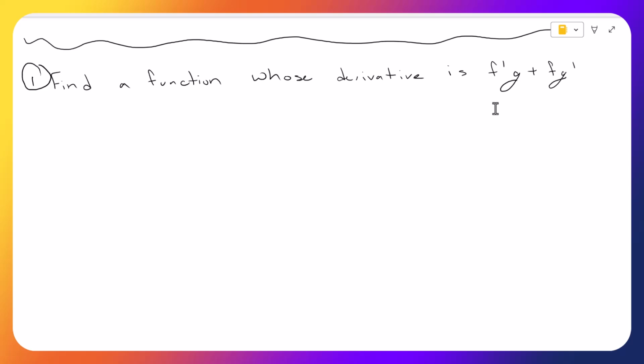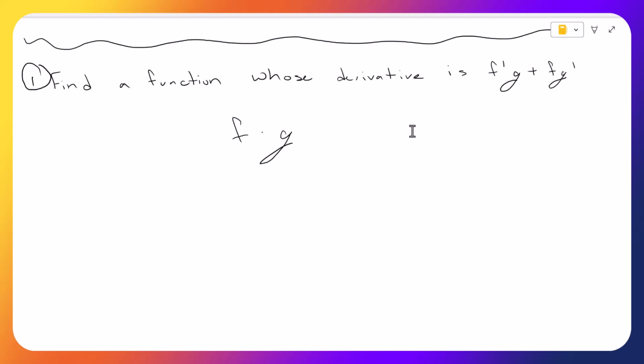Okay, and our function would actually just be f times g. F times g would give us this one right here. So that's the first one, just thinking about derivatives. What function would give us a derivative of this? Okay, second question.